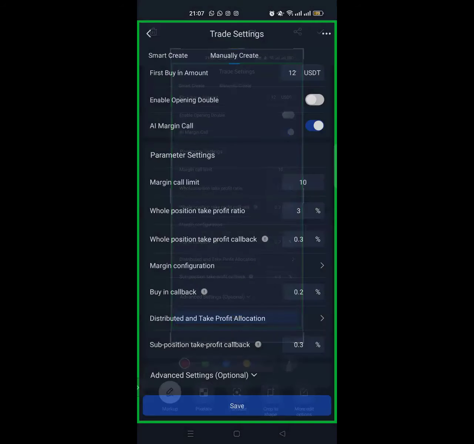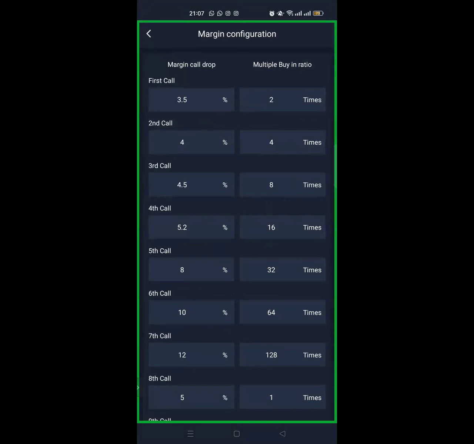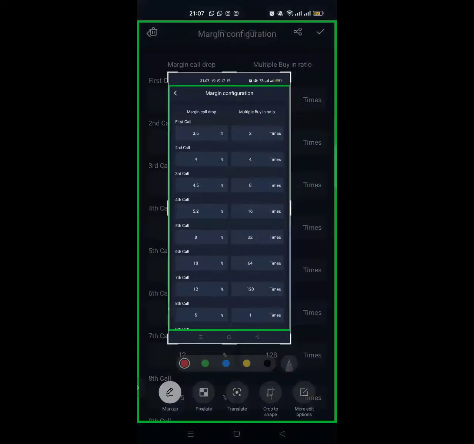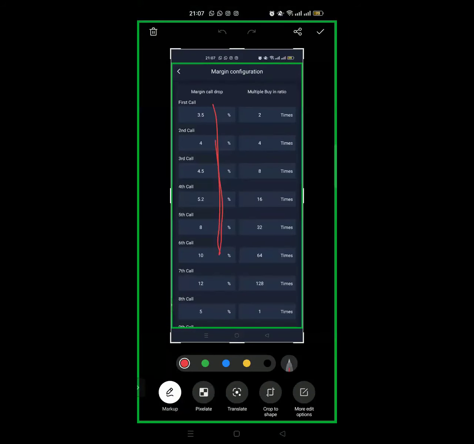So let me use an example. Let me click on margin configuration. I have to use margin configuration to explain it, because remember I told you buy-in callback controls margin buys, the buys in your margins. So this is exactly where it controls your margin call drop.